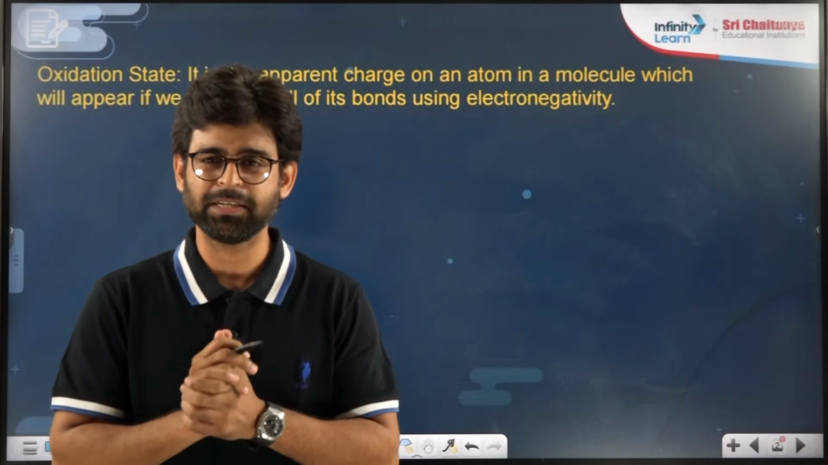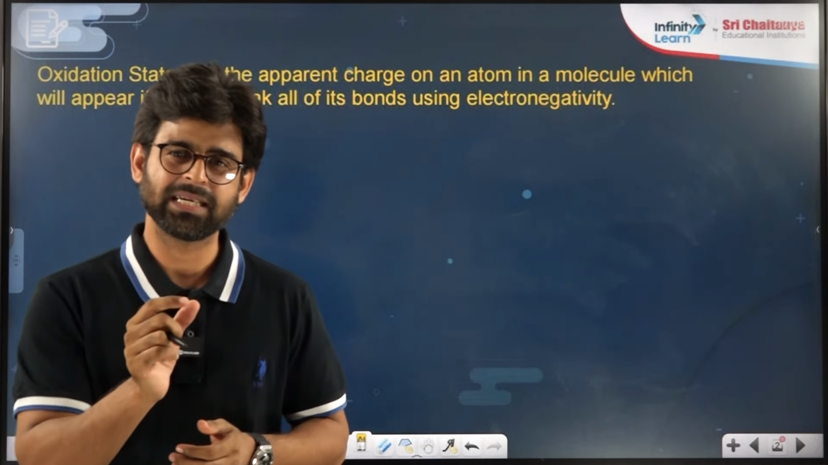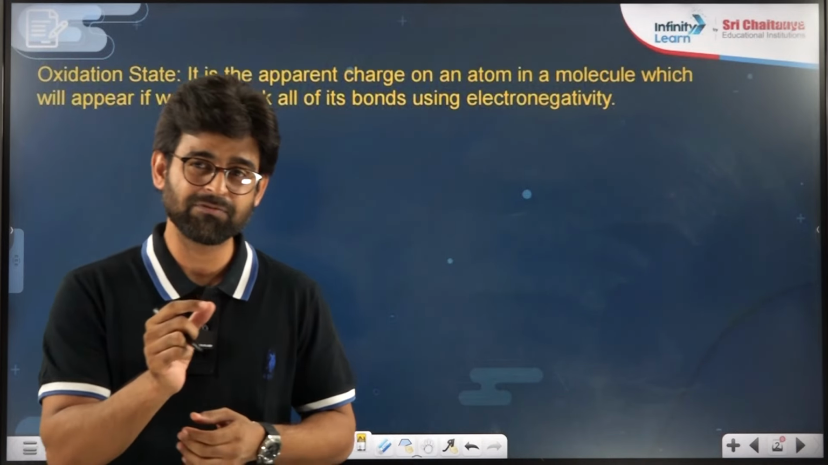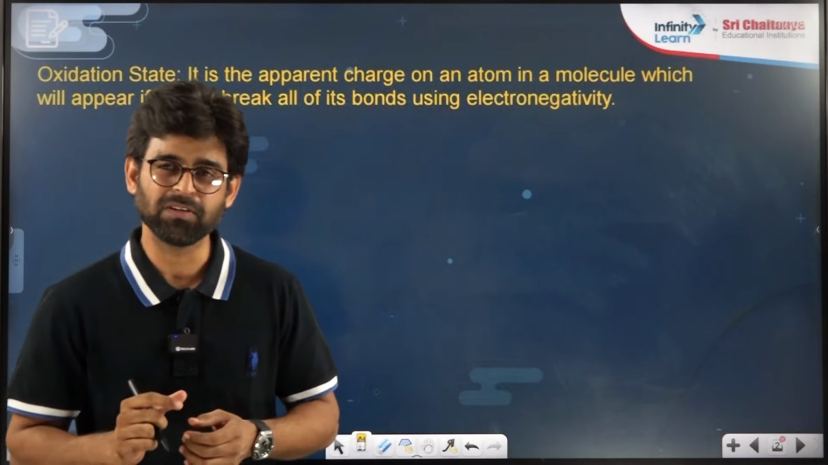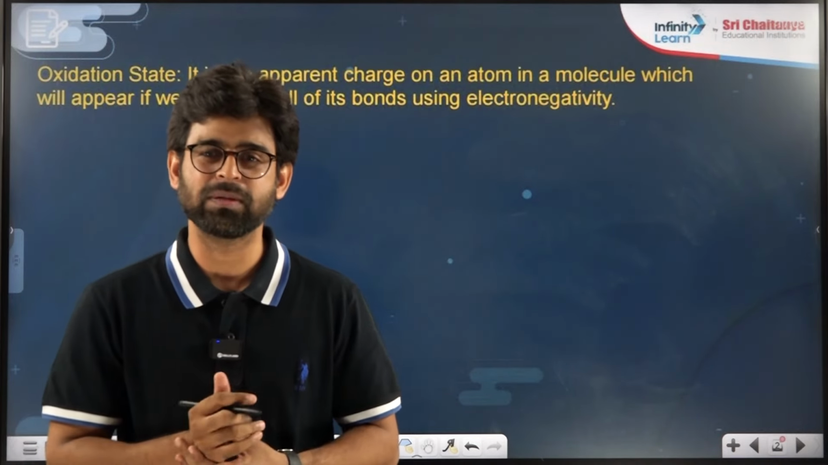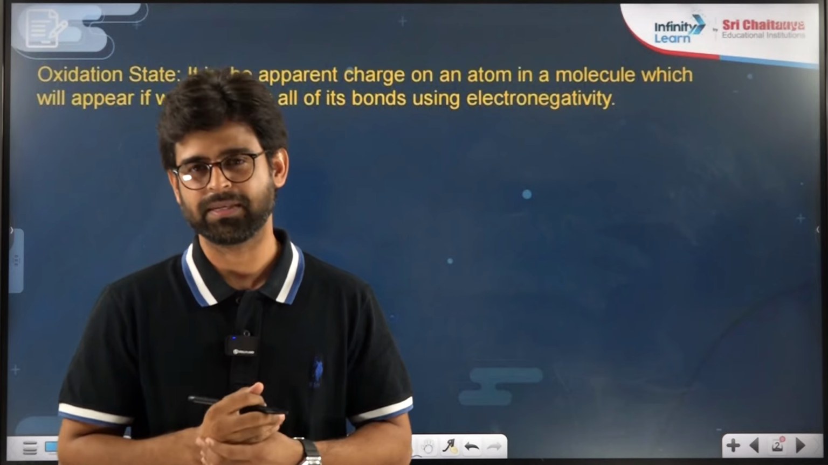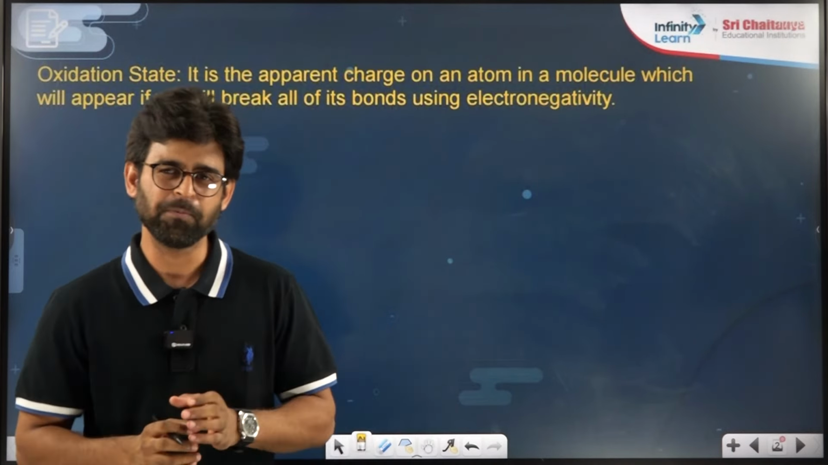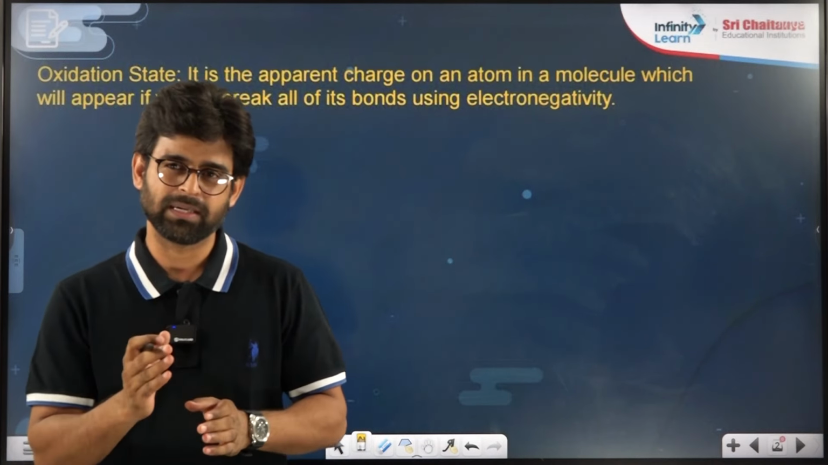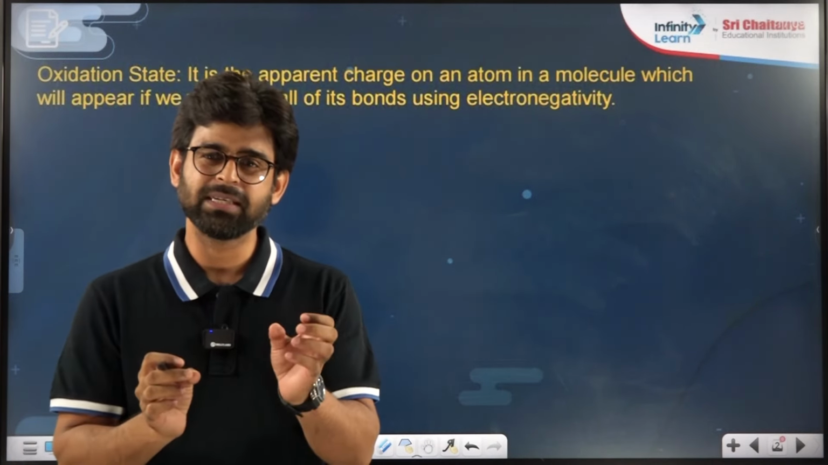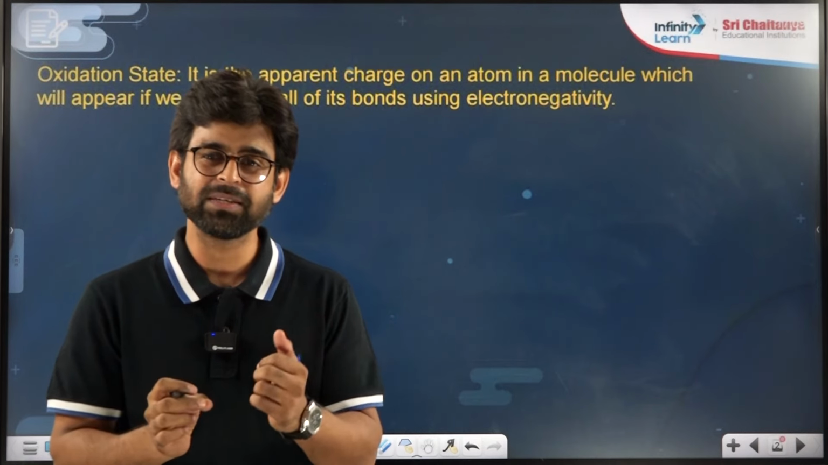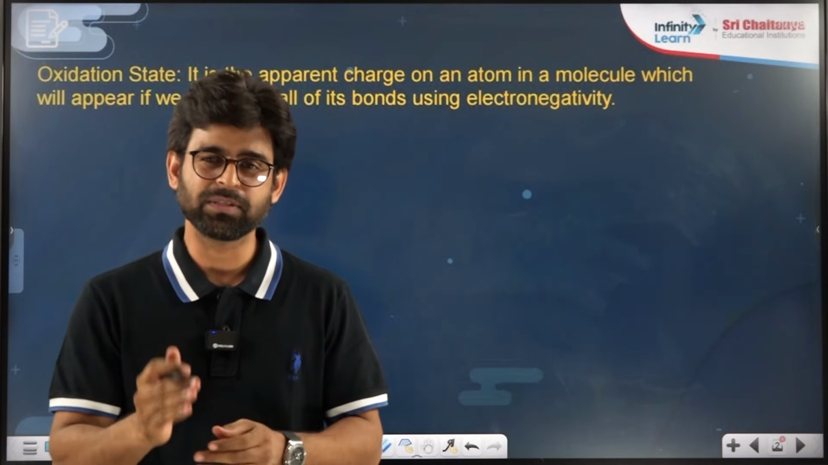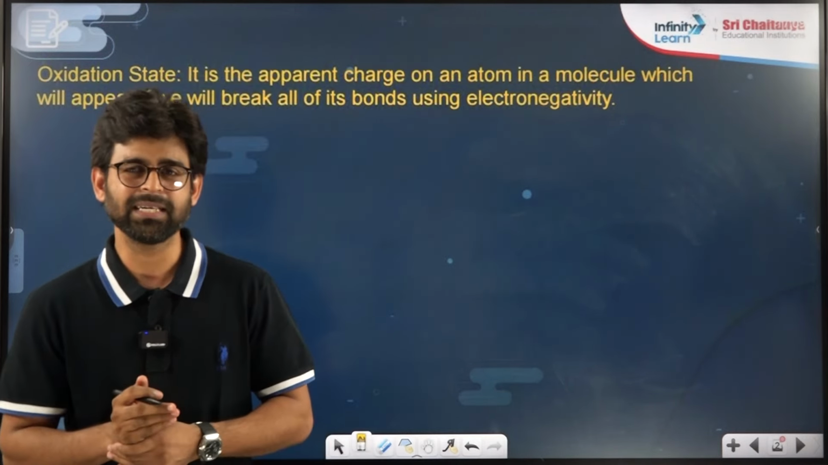Especially we are dealing with structure. So oxidation state is the apparent charge, right? It is the apparent charge which will appear on the atom when you break all of its bonds using electronegativity, right? We will see what the rules are, but for the basic idea: when you break a bond, give +1 to the more electropositive element, or you can say the less electronegative element, and give -1 to the more electronegative element, right? Clear? We will see the rules.